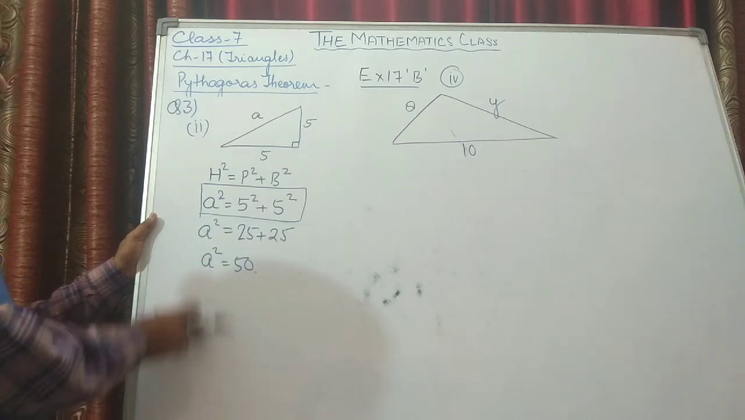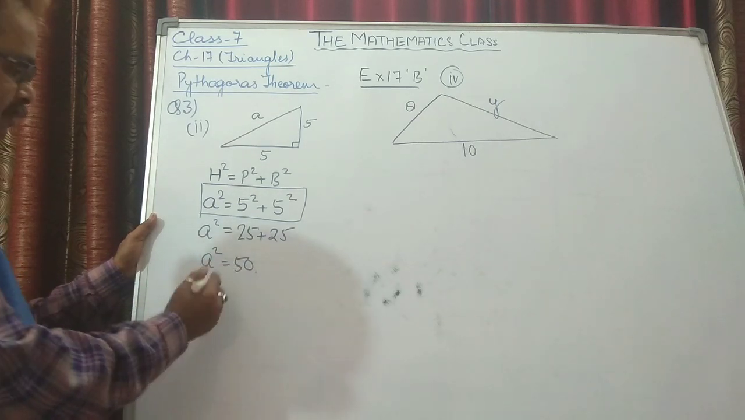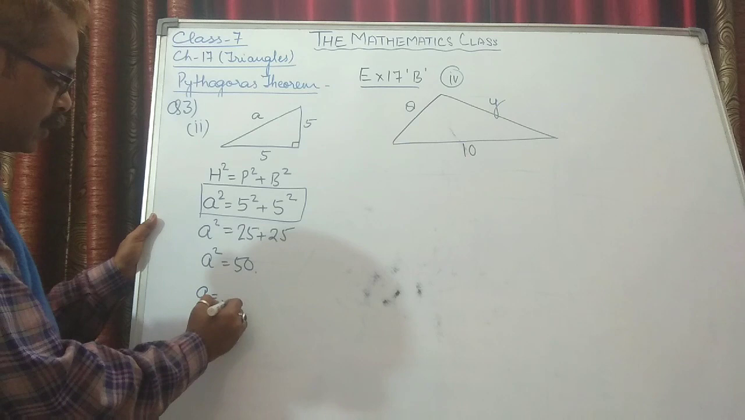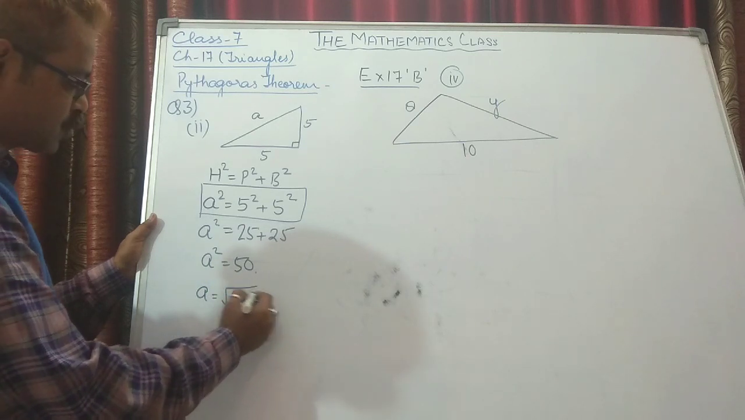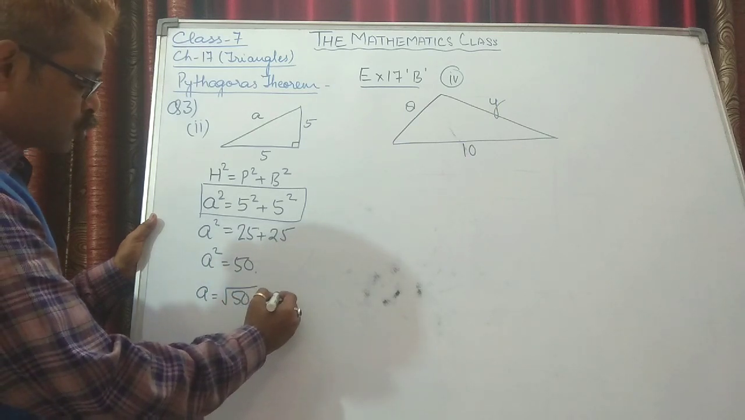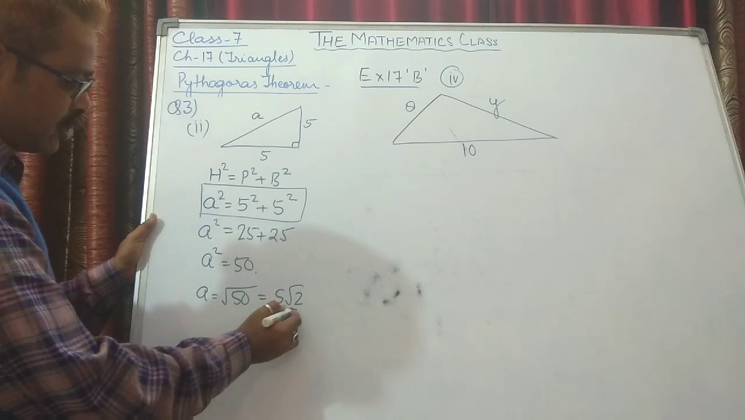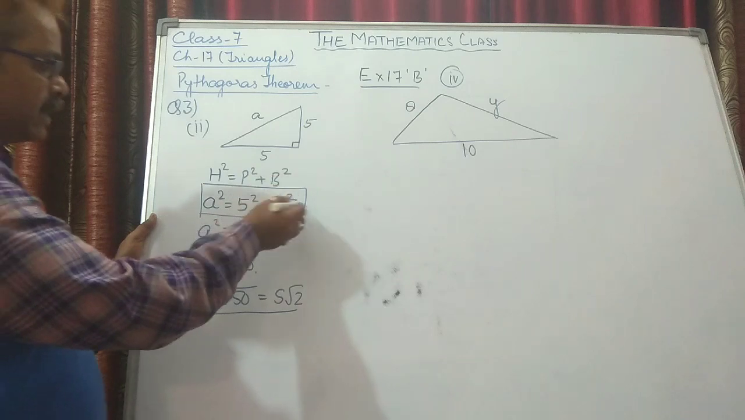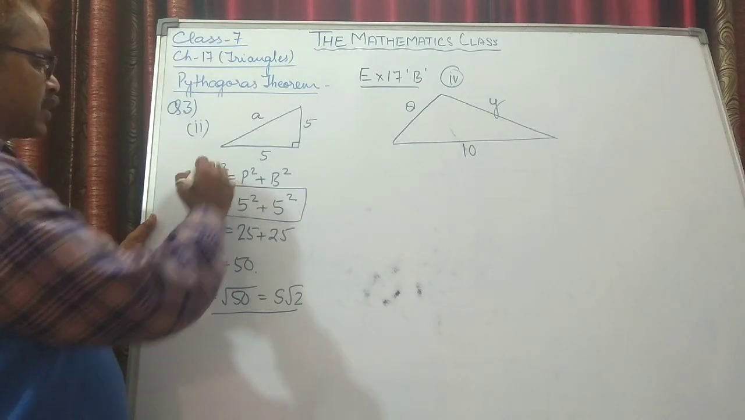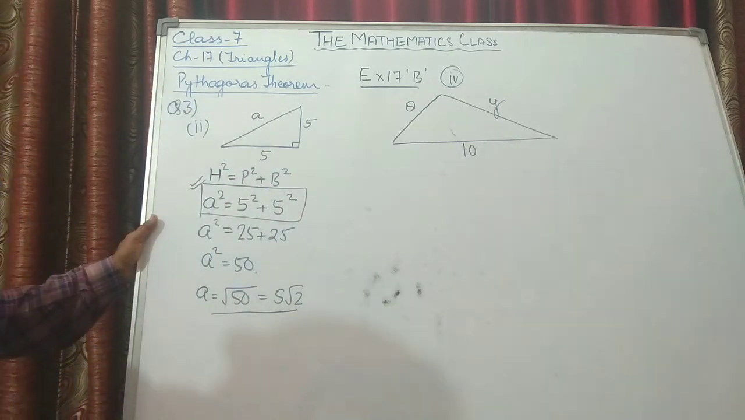Later on when you solve it out, then A square will be 50, then A will become under root 50. Now under root 50 means 25 into 2. So it will be 5 root 2. So that is beyond this. That is why in the book it is given, just write an expression. So this is the final expression.